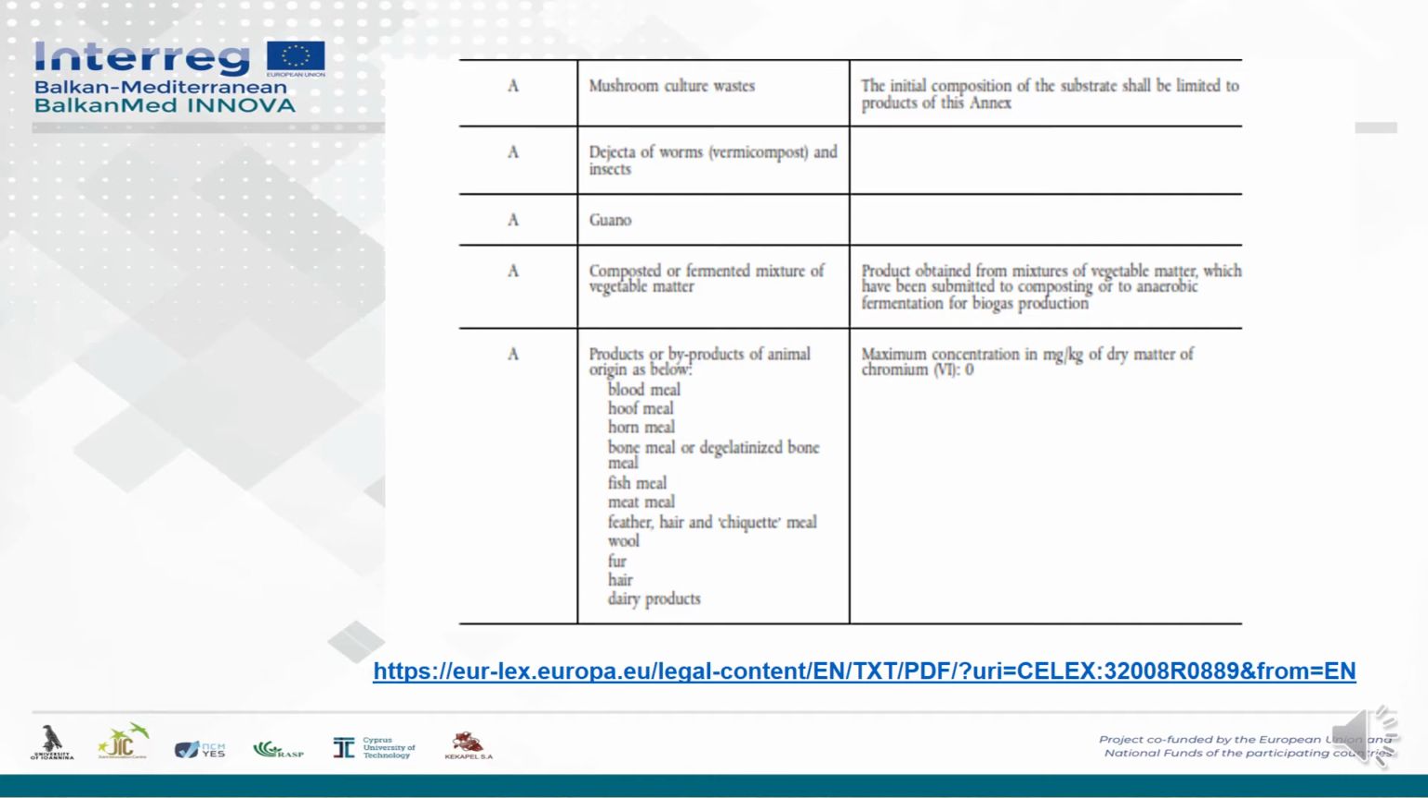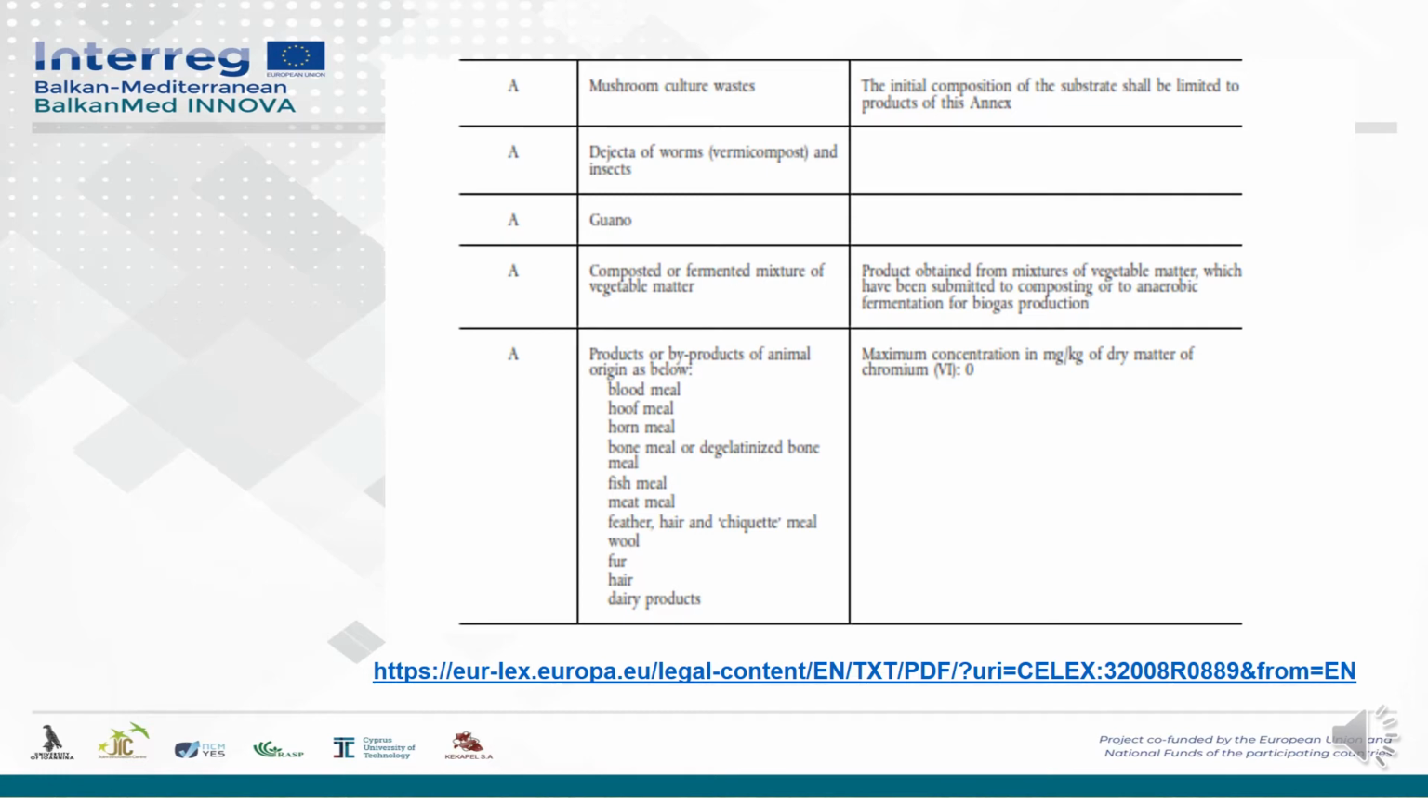What else? Products or byproducts of animal origin as below. Blood meal, hoof meal, horn meal, bone meal and degelatinized bone meal, fish meal, meat meal, feather, hair and chickweed meal, wool, fur, hair, dairy products. Maximum concentration in milligram per kilogram of dry matter of chromium 6 is 0, so it's not allowed any trace of it.